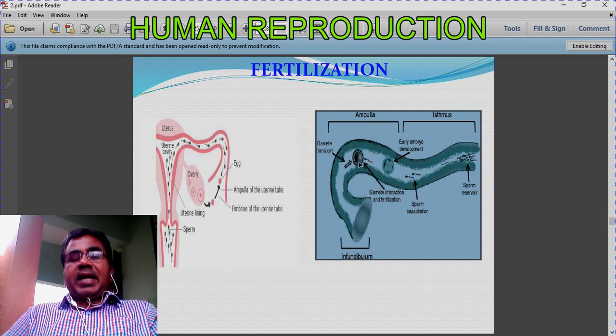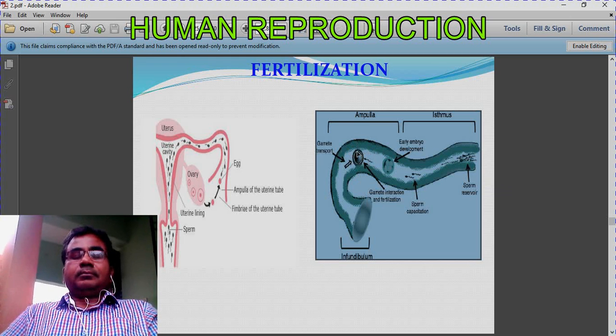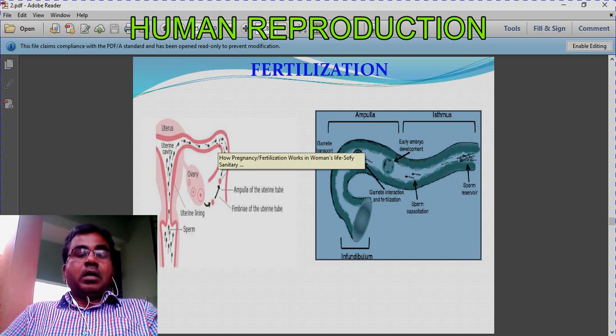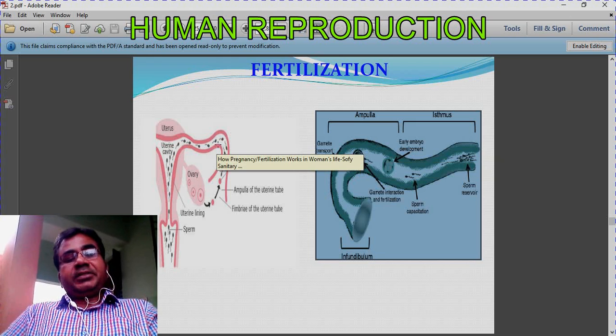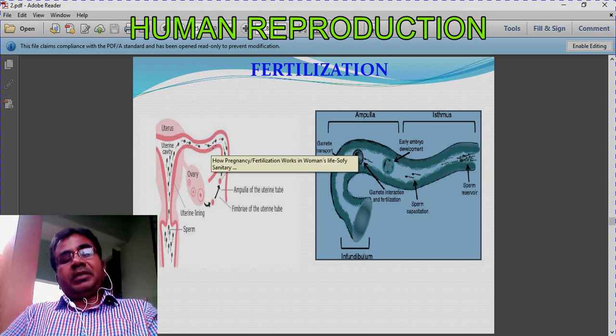Exactly in the ampulla region of the fallopian tube. Here only fertilization takes place. After fertilization, what is fertilization? Fertilization is the union of sperm and ovum.